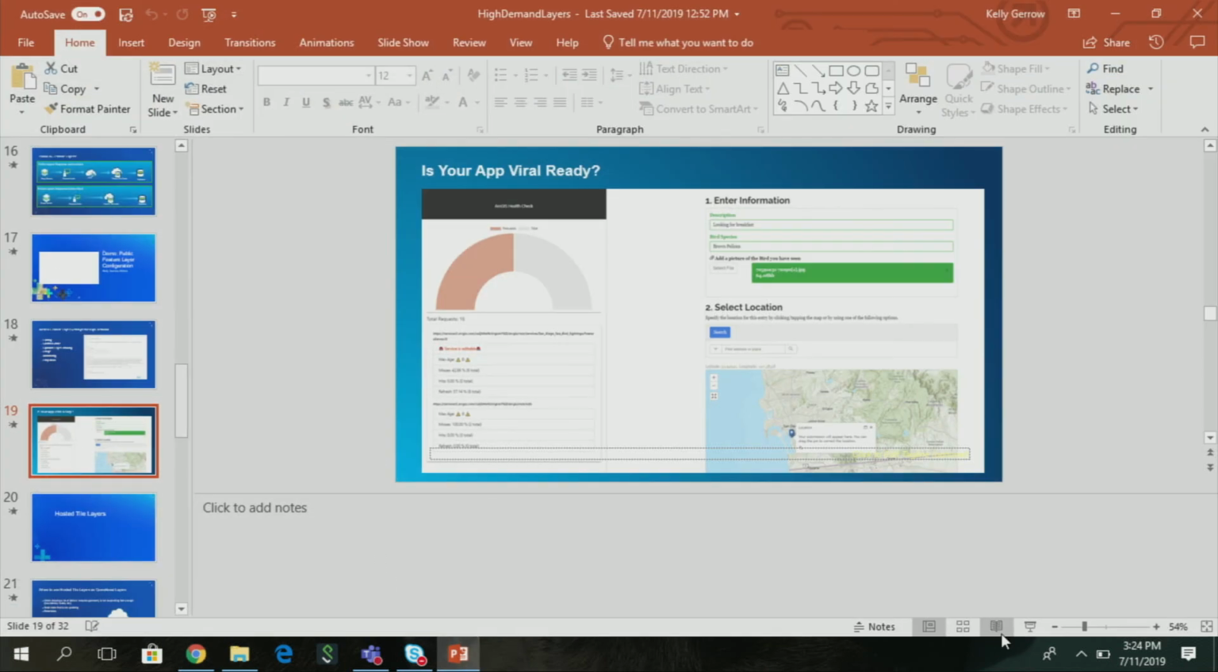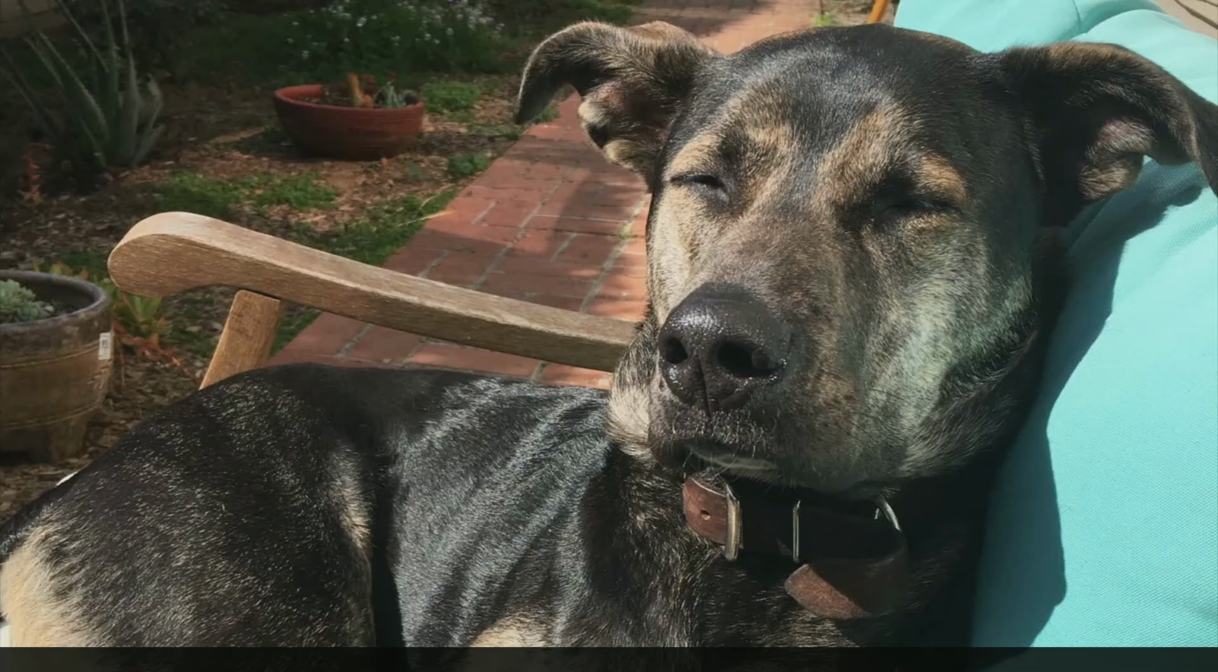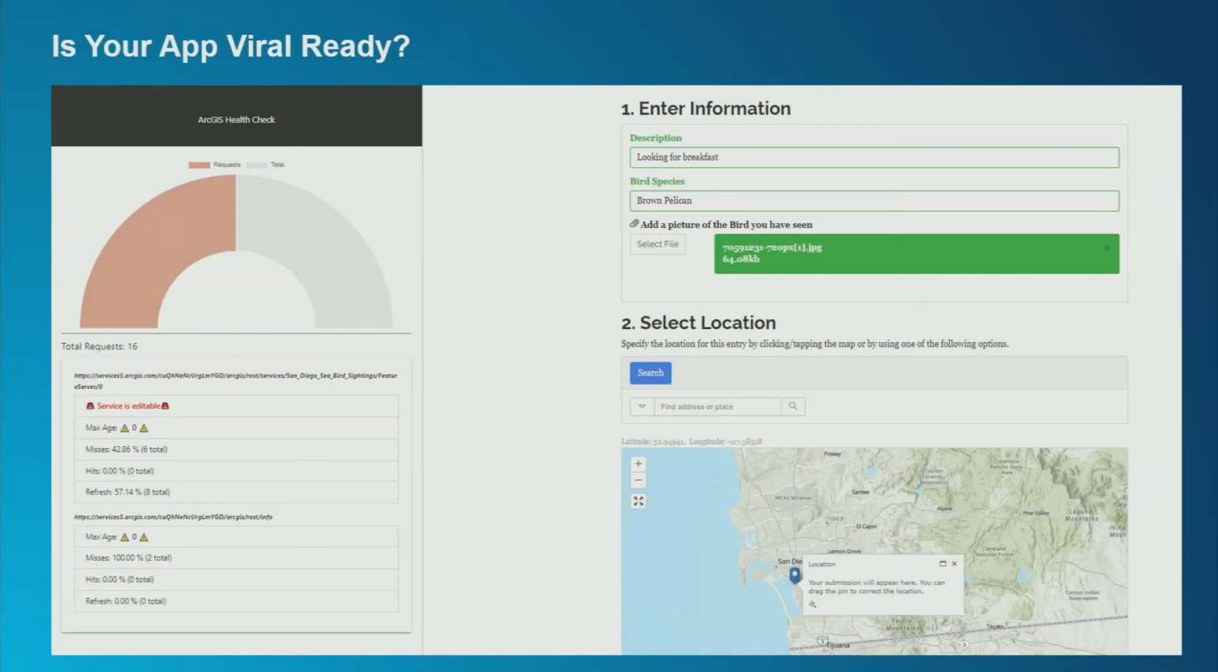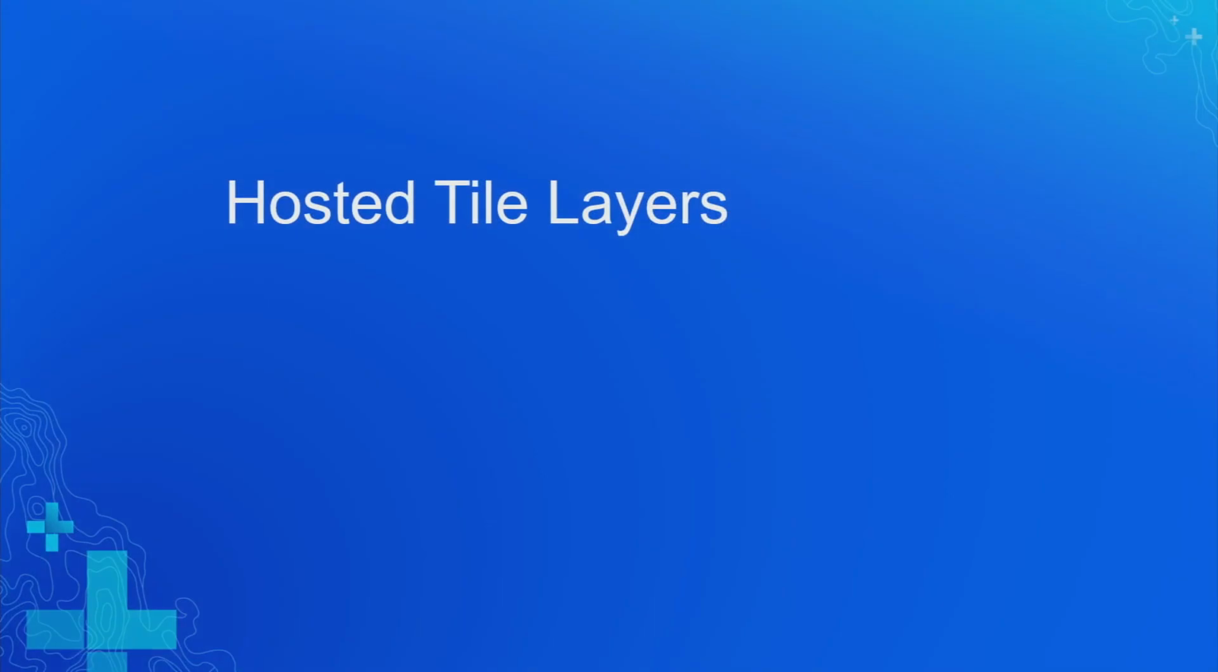So that's a little bit of an example of how to take a look at caching and hosted feature layers.